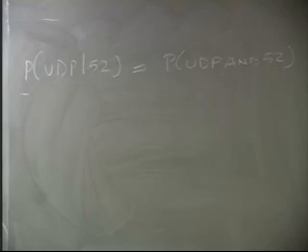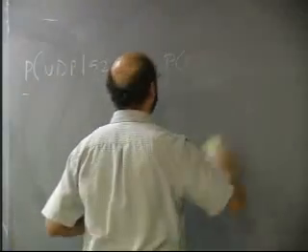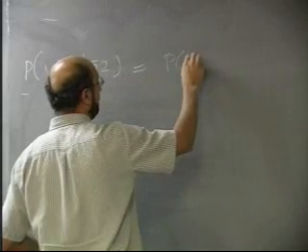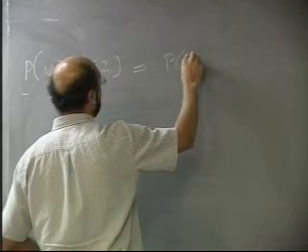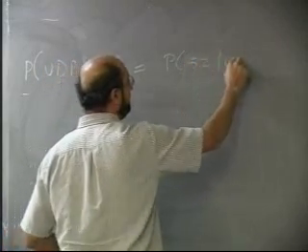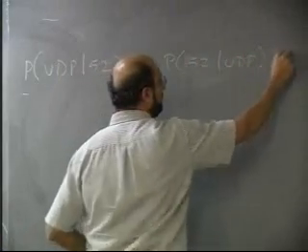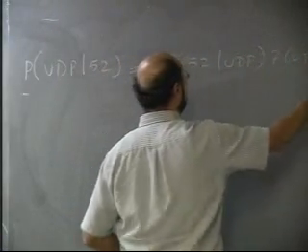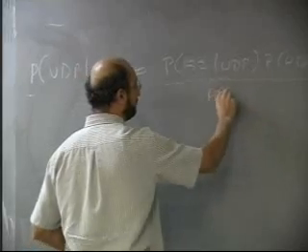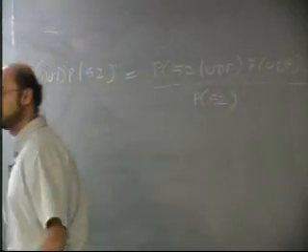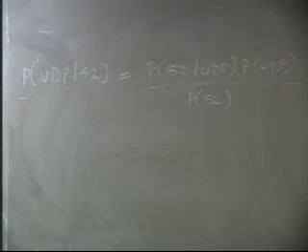F given E. So it's probability of 52 given UDP times P UDP over P 52. Okay, that's the formula. Now the thing is, what is P 52?